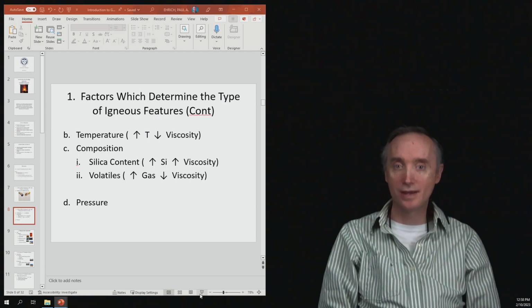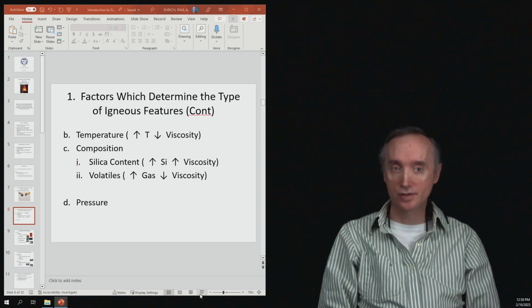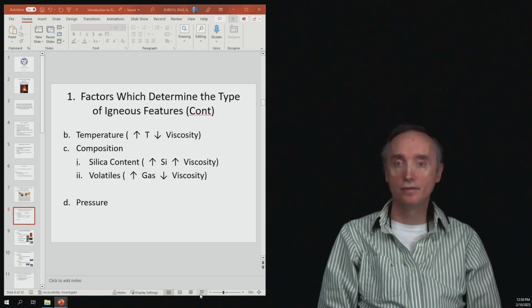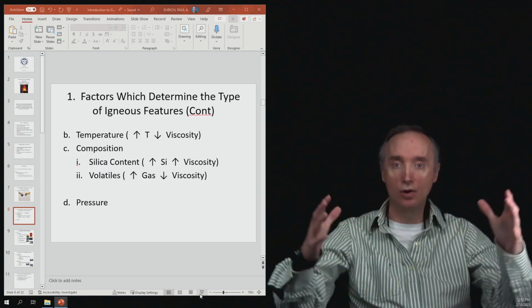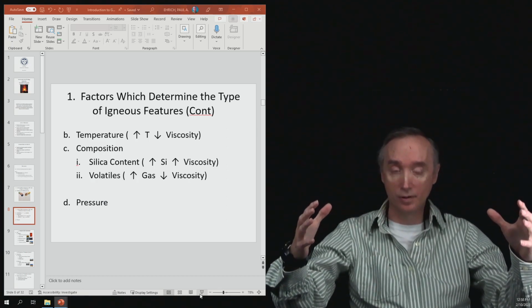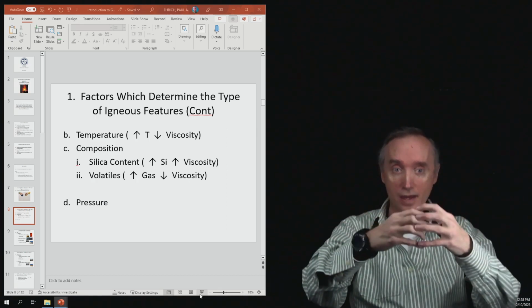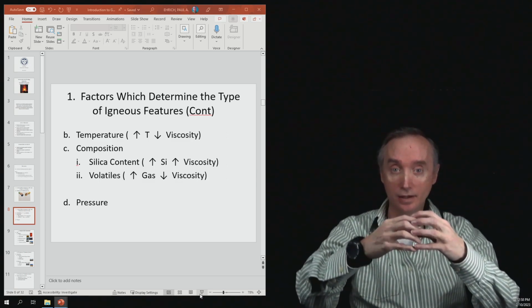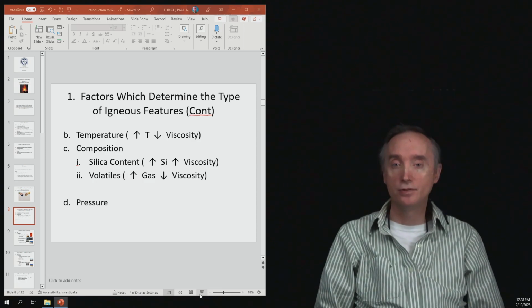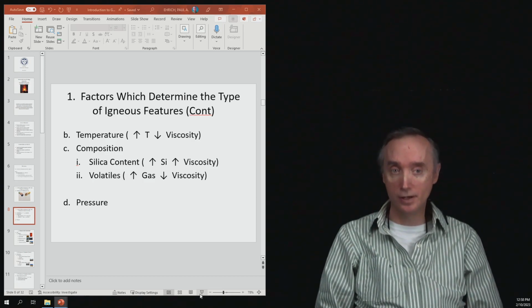Well, you can see that they decrease the viscosity, because the more gas that you have in the magma, it's going to be holding those silica tetrahedrons and keeping them away from each other so that they can't hook up and increase the viscosity. So the more gas that you have in your magma, the less viscous that magma is going to be.